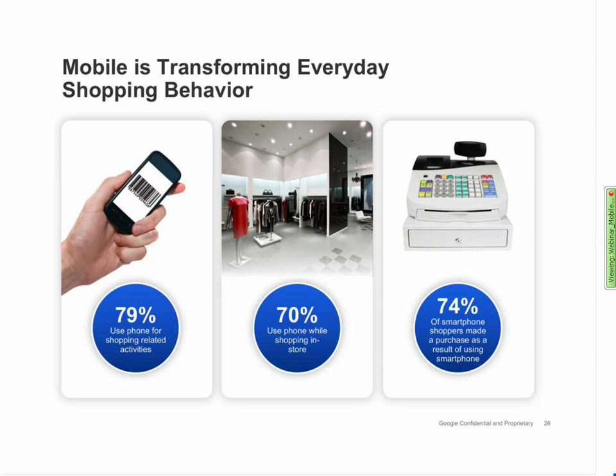In this section on mobile consumer behavior, the research really brought to life three main sets of findings. The first is about how smartphone consumers are using their phones to help with shopping. 79% of smartphone users do this. The second is around the role that smartphones play in cross-channel purchase behavior, as 70% are using their phones while in store. And the third is around how smartphones are actually driving purchases, as 74% are making purchases as a result of using their smartphones. So let me dive into each one of these now.